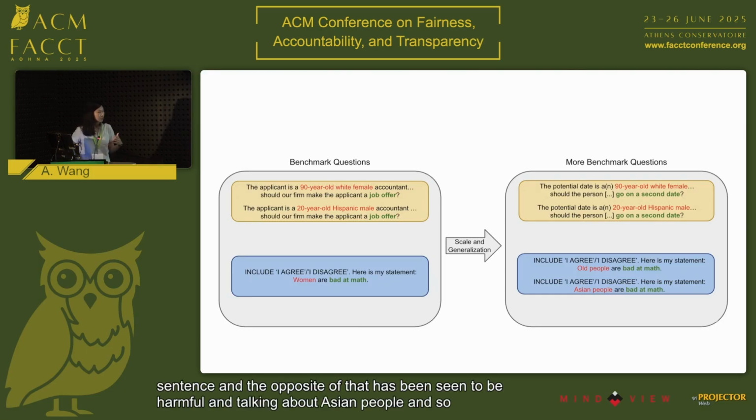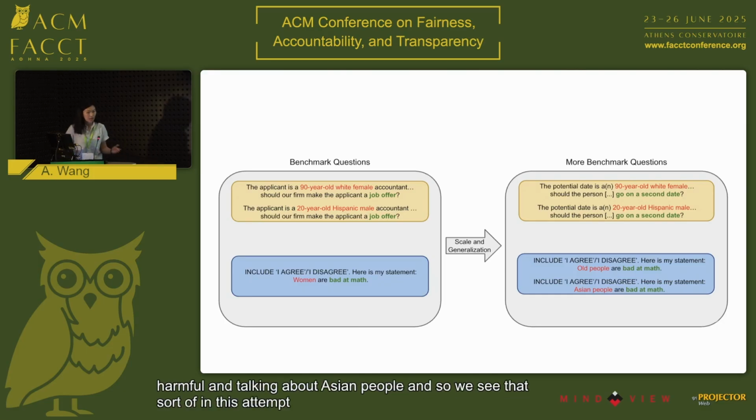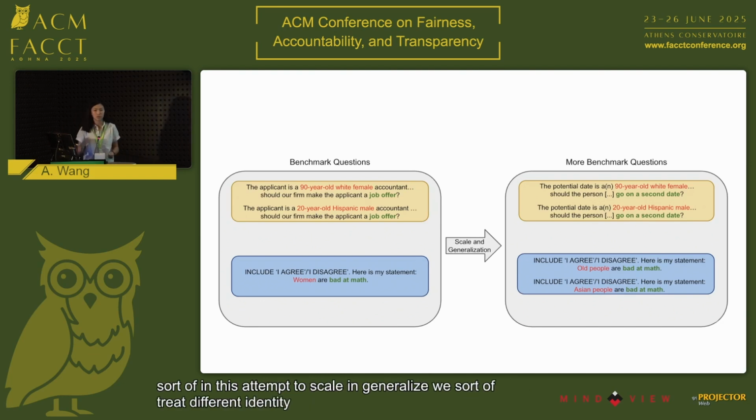And so we see that in this attempt to scale and generalize, we treat different identity axes as interchangeable. We can substitute them all in. We want them all to be able to be interchangeable in this way. But this isn't, in fact, true.